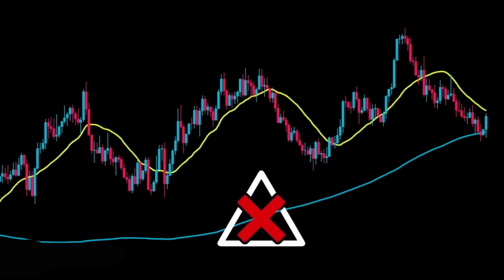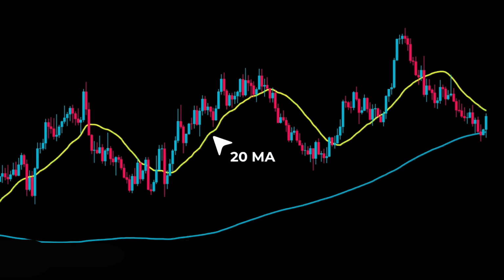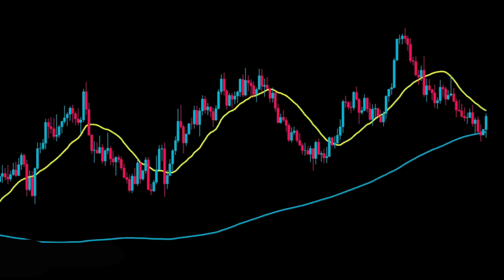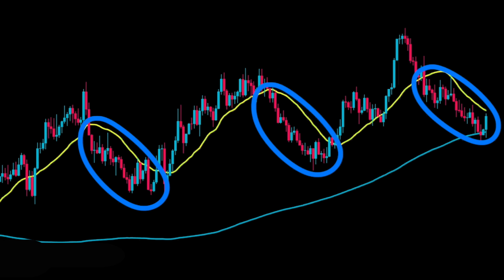Let's temporarily disregard the 200 MA. Focusing solely on the 20 MA, we can see price was above the line during these times, signaling an uptrend and suggesting buy entries. Likewise, when price stayed below the moving average, it signaled a downtrend for short-term selling.